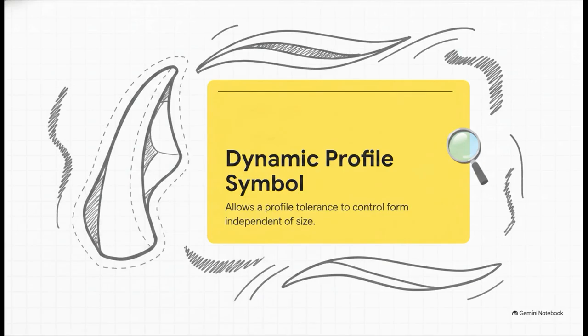Now, what's really fascinating here is the dynamic profile modifier. When this was introduced in the 2018 standard, it was a total game changer for complex surfaces. Usually, a profile tolerance zone is static. It controls both the form and the overall size of your feature. But what if you just need to tightly control the aerodynamic form of a shape without rigidly locking down its overall size boundary? That is exactly what this modifier lets you do. It lets the form be controlled completely independent of size.